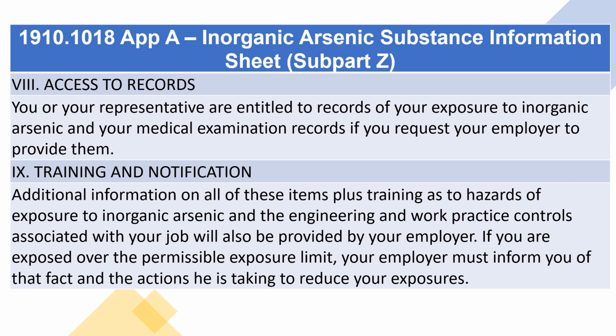9. Training and notification. Additional information on all of these items plus training as to hazards of exposure to inorganic arsenic and the engineering and work practice controls associated with your job will also be provided by your employer. If you are exposed over the permissible exposure limit, your employer must inform you of that fact and the actions he is taking to reduce your exposures.